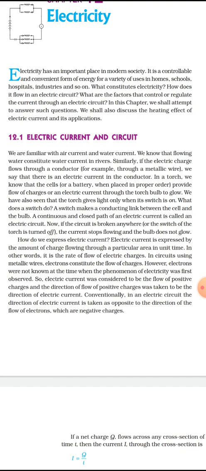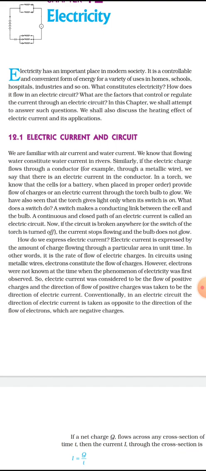In other words, it is the rate of flow of electric charge. As we have seen, electric current means the amount of charge passing through an area in a unit time. Here unit time means per second, and where per second comes, the rate of flow also comes. The rate of flow of charges is also called electric current.